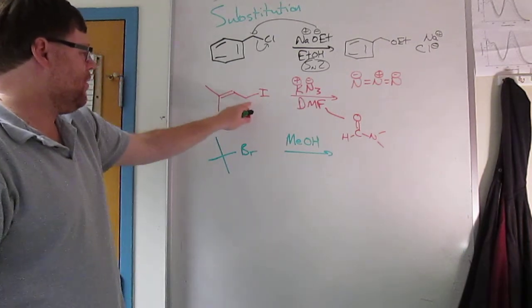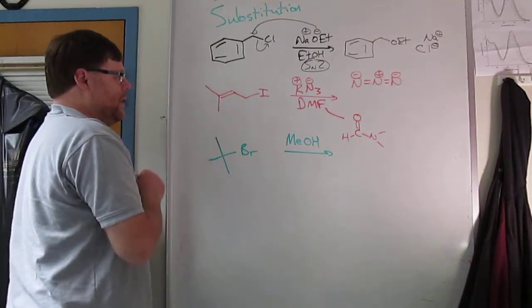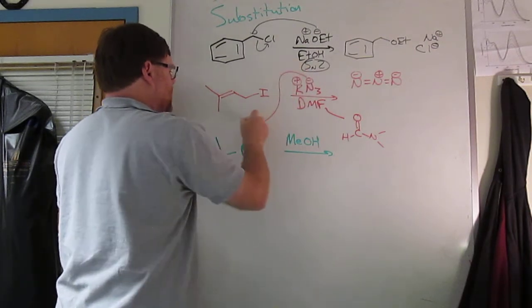Nucleophile, leaving group, electrophilic carbon. It's a primary carbon, so you can do SN2 on it. Got a solvent that supports SN2. This is going to be an SN2 reaction.